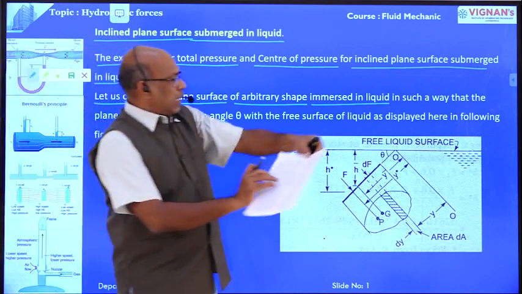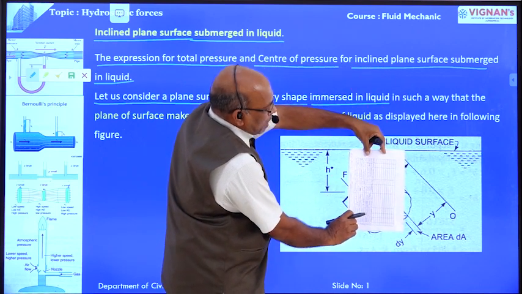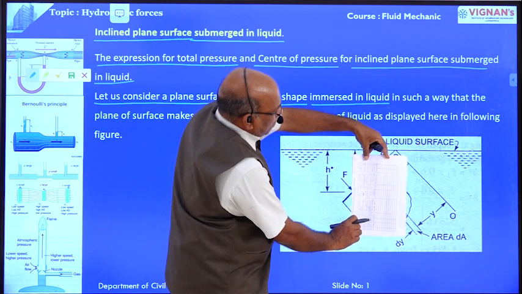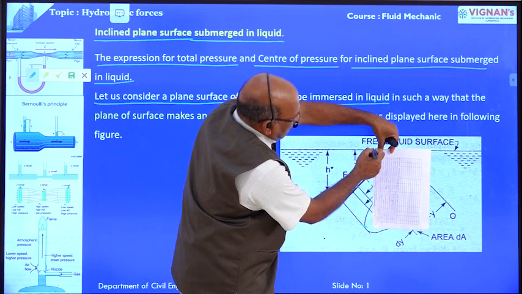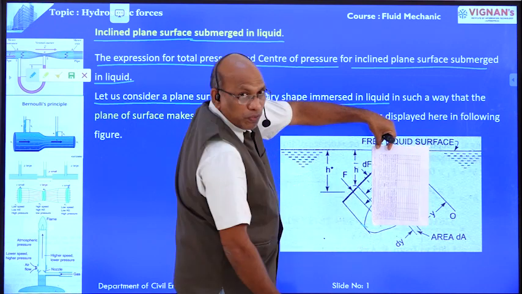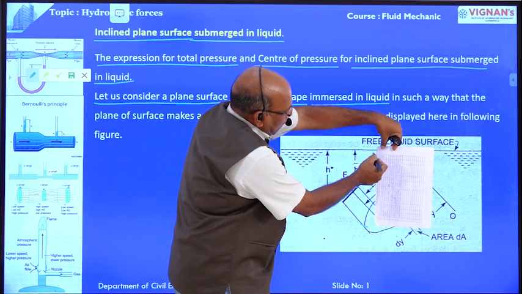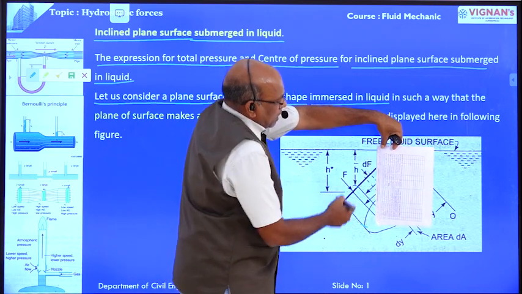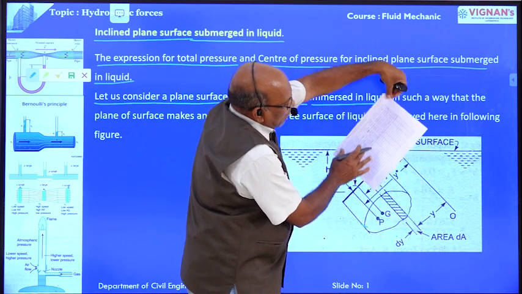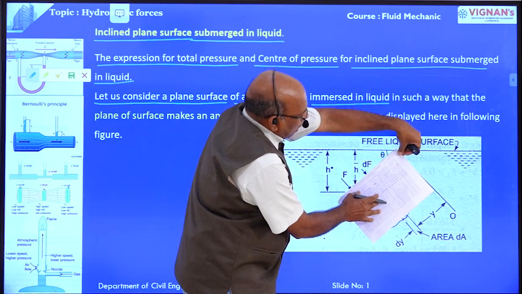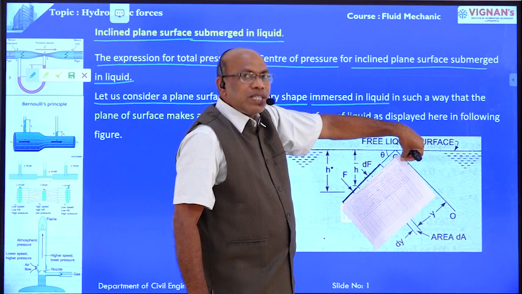In the earlier case, the plane surface is submerged vertically, like this. Now, instead of vertically, the plane surface is submerged like this, at some angle. Earlier, it was at 90 degrees with the free surface. Now the plane surface is submerged like this, and this angle is some theta. That is the only difference here.